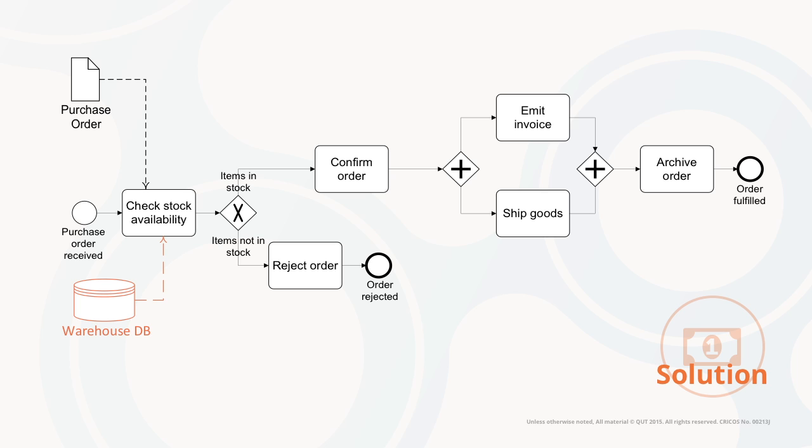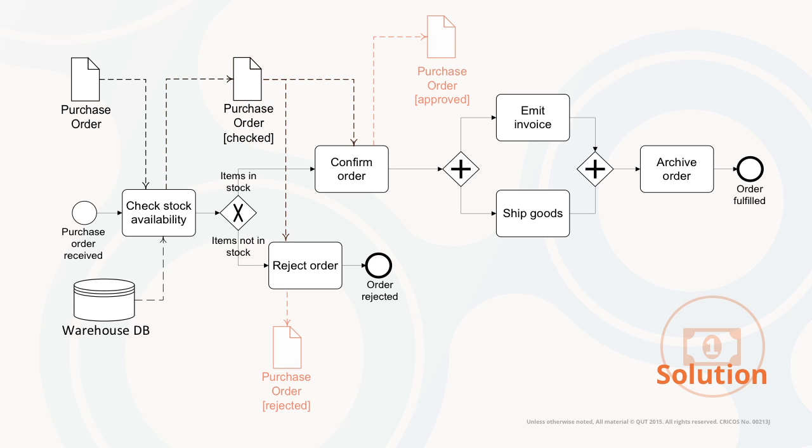As a result of this activity, we produce again the purchase order document, of which we have changed its state into checked. So now we have the checked purchase order. Now this document can be used as input to confirm order, in which case the purchase order state will be changed into approved, or reject order.